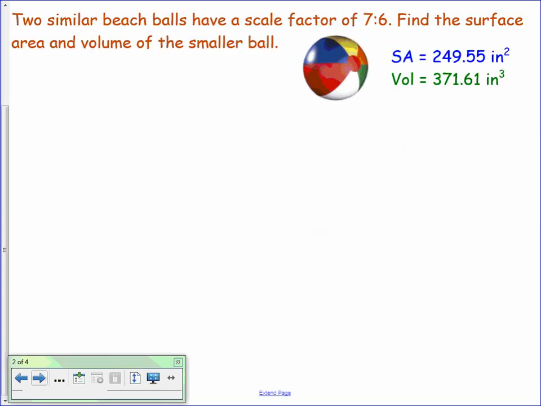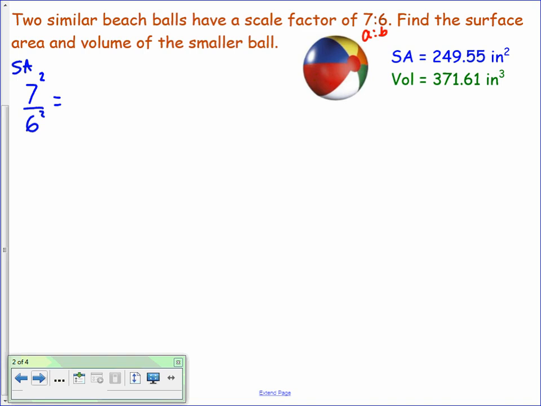So we have two similar beach balls that have a scale factor of 7 to 6. Again, this is A to B. Find the surface area and volume of the smaller ball. So let's do surface area first. We have 7 over 6, that's A to B. We're going to square them. So we have A squared over B squared is equal to the surface area.